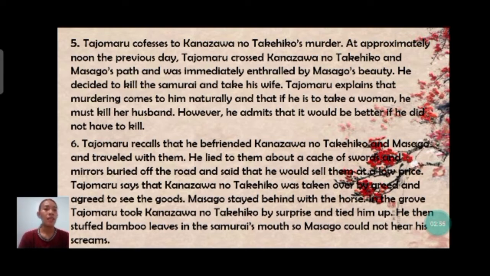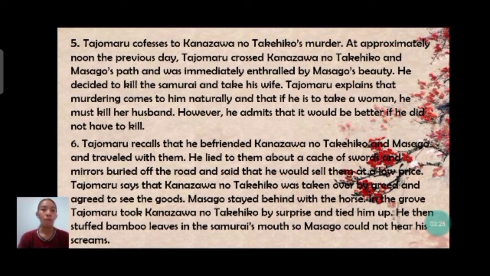Tajumaro recalls that he befriended Kanazawa no Takehiko and Masago and traveled with them. He lied to them about a catch of swords and mirrors buried off the road and said that he would sell them at a low price. Tajumaro says that Kanazawa no Takehiko was taken over by greed and agreed to see the goods. Masago stayed behind with the horse. In the grove, Tajumaro took Kanazawa no Takehiko by surprise and tied him up.